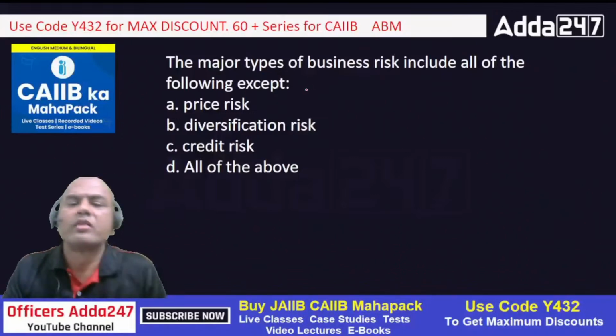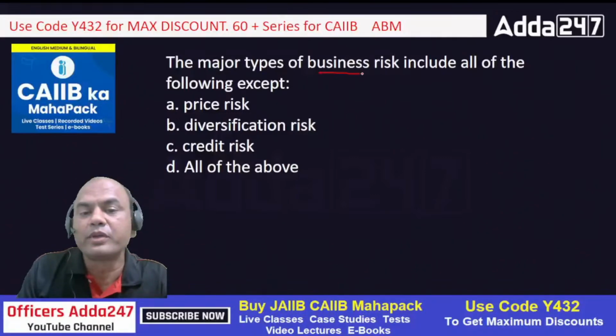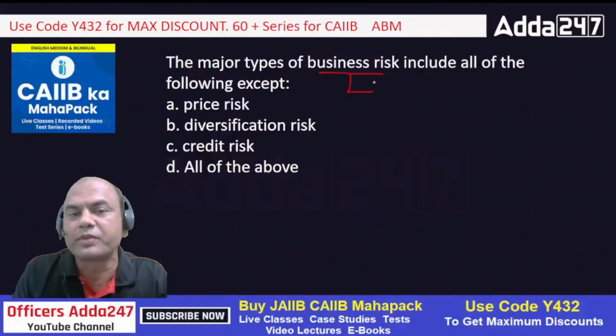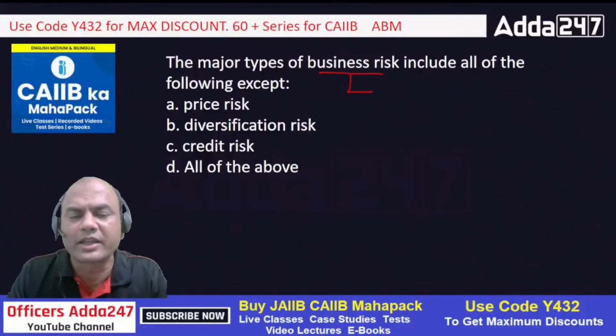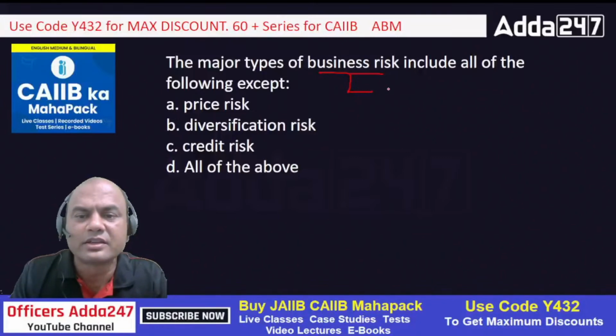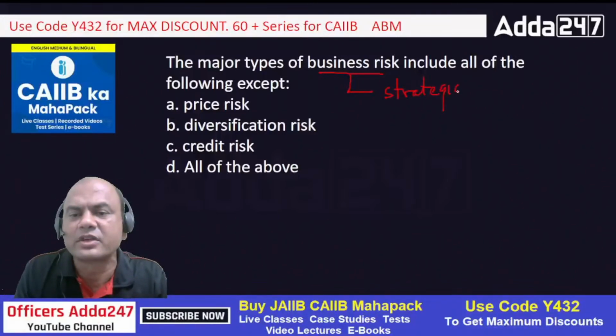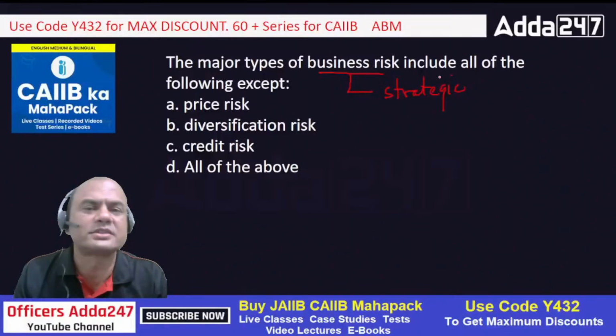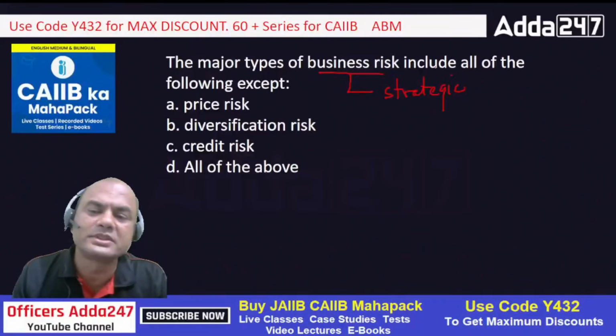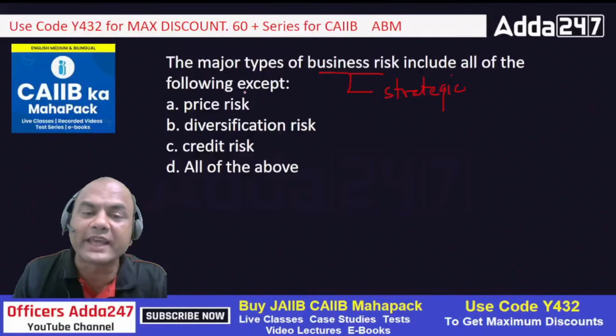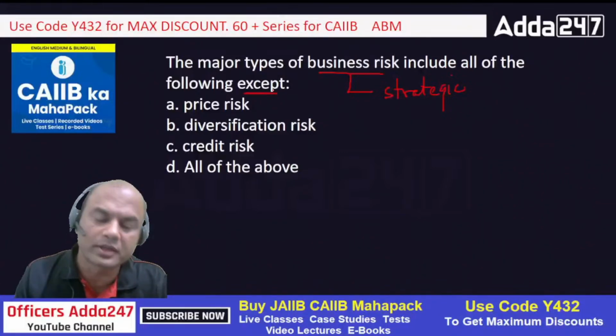Except, business means we are talking of here. What is the other name for business risk? Just now I gave you. Type fast. What is the other name for business risk? I gave you just now, na? What was that? Strategic, correct. Type fast, strategic risk. You must learn all these risks by heart, okay? So the major types of business risks include all of the following except.